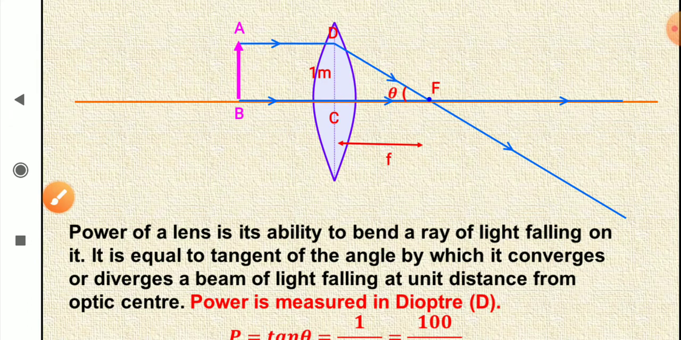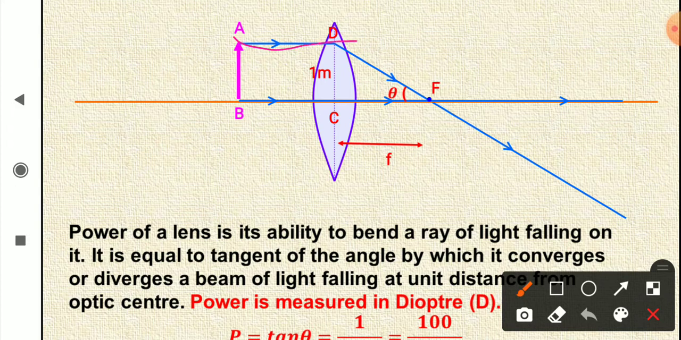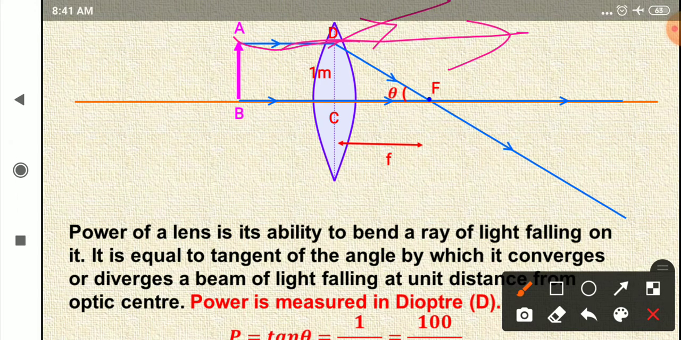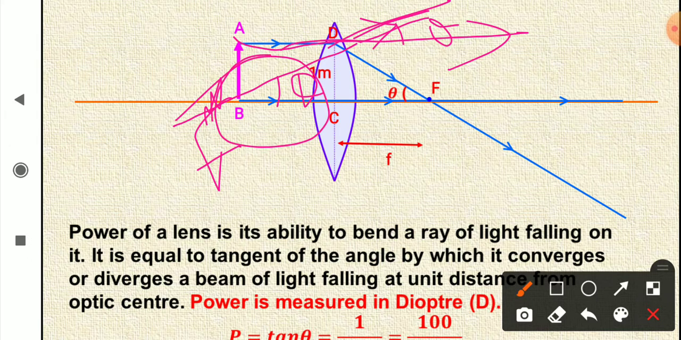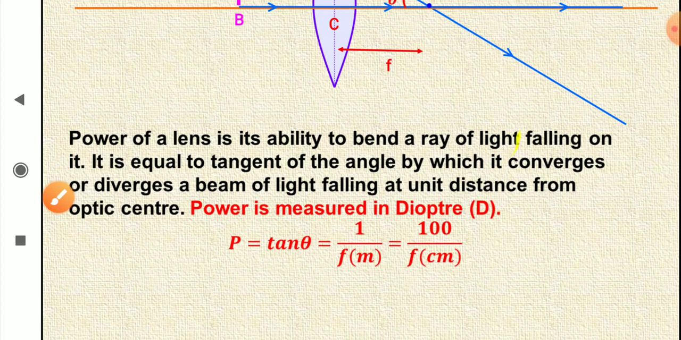Supposing it was a concave lens. The original path is this one and the diverging beam will go along this direction. When you produce it backwards, it will meet at the focus. This angle theta and this angle will be theta, corresponding angles. Then the tangent of this angle will be its power.